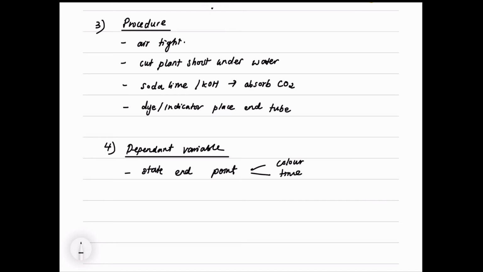So, for example, like Benedict test, you can say that record the time taken for the first color to appear. Or in terms of respirometer or sometimes photosyntometer, you can record the distance traveled within the fixed time. So you must always mention the endpoint and state specifically the timing or the distance or the color that you would want to actually identify.